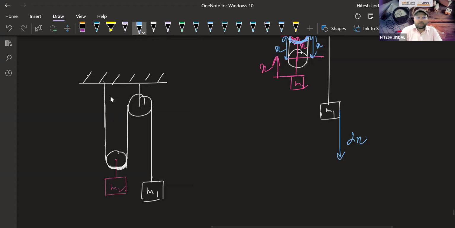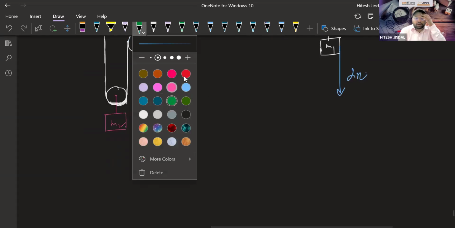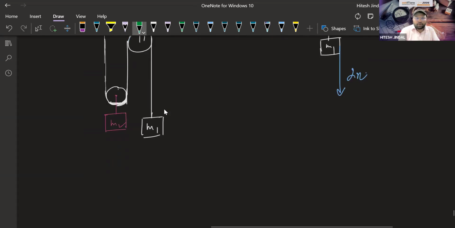Okay, now you see this thing. That tension is the same in the string, T. So what are the forces on M1? One is the weight, M1G. And what is the force of tension? Tension will pull it upward. And this M1 is going down with acceleration 2A. This is going up with acceleration A.